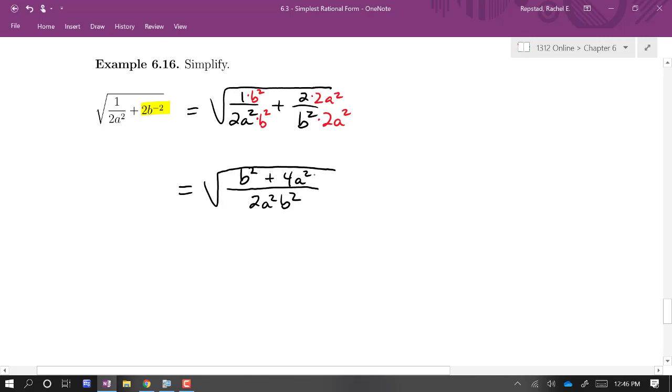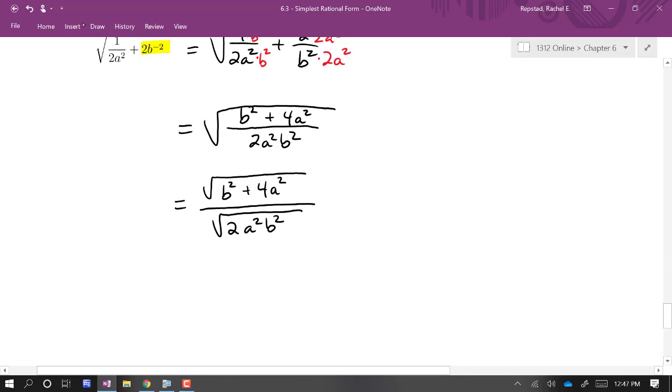Alright, we're making progress. Now that I have a single fraction inside, I can split up this radical over division. And I'll notice in the bottom I have a couple of perfect squares. I can simplify that radical. Right? These guys are going to come out. So on the bottom I have ab times the square root of 2. And up top I have b squared plus 4a squared inside a square root.